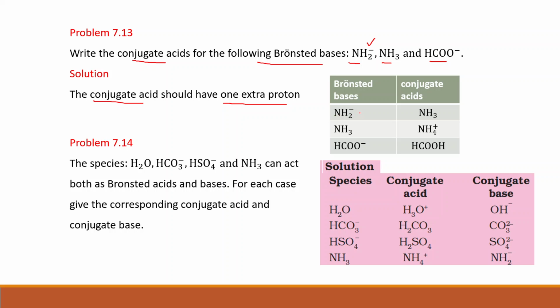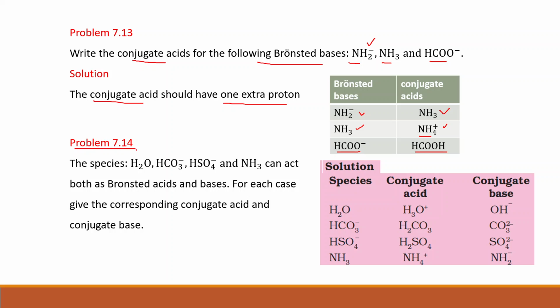Now in NH2 minus, if we add the proton, that is H plus, we will get the neutral species NH3, which is its conjugate acid. NH3, which is already neutral, when proton is added to this, we will get the NH4 plus. HCOO minus, when proton is added, will convert into HCOOH.